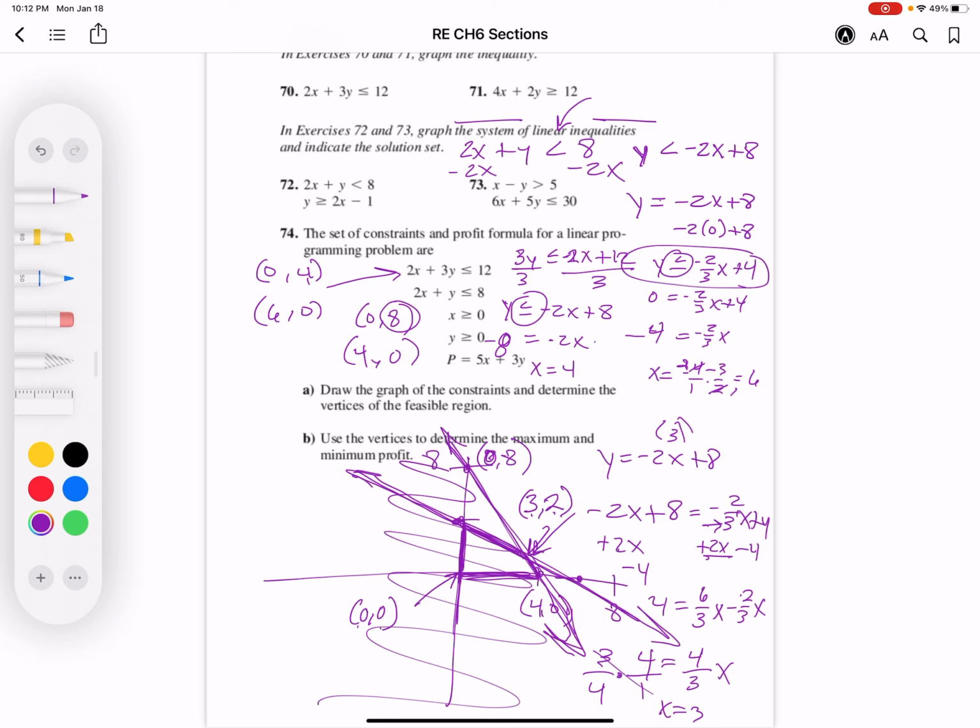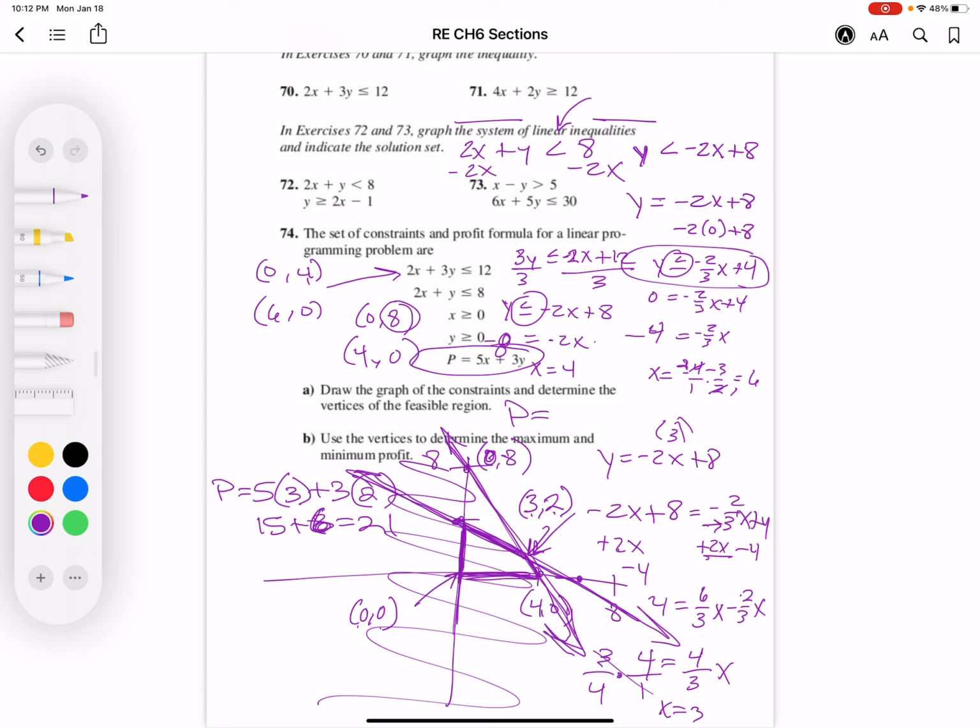And then part B is asking us to use the vertices to determine the maximum and minimum profit. So here we're going to take our profit equation and we're going to plug in those vertices. So we've got P equals 5 times x, which is 3, plus 3 times y, which is 2. That's going to give us 15 plus 6 equals 21.